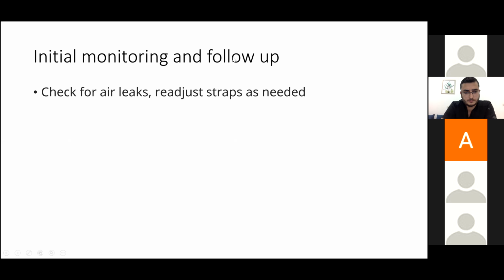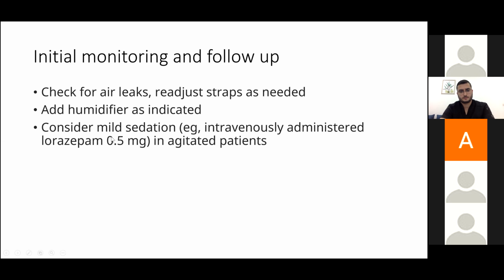So initial monitoring, you check for air leaks. You can readjust the straps. Maybe the mask is not fitting well. Maybe you need another mask. Use a humidifier, because that will make it easier for the patient when they inhale the air. Consider mild sedation. Some patients, especially if they have claustrophobia, you can give them IV lorazepam, small dose, that will calm them down. It will not affect their respirations significantly and will help in keeping the mask on.